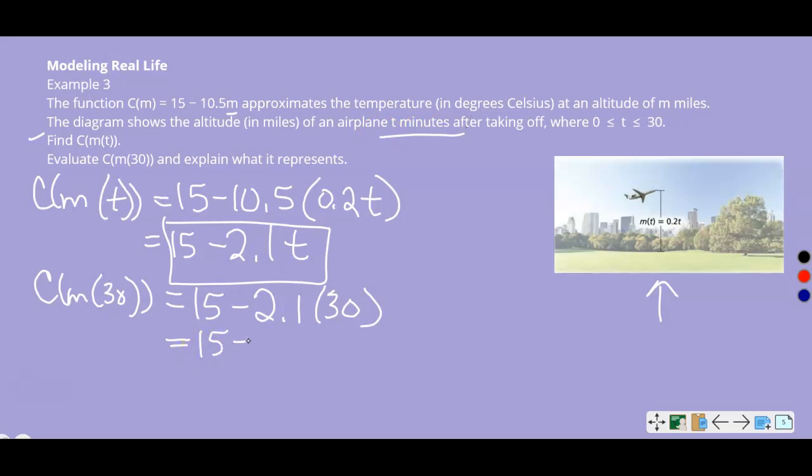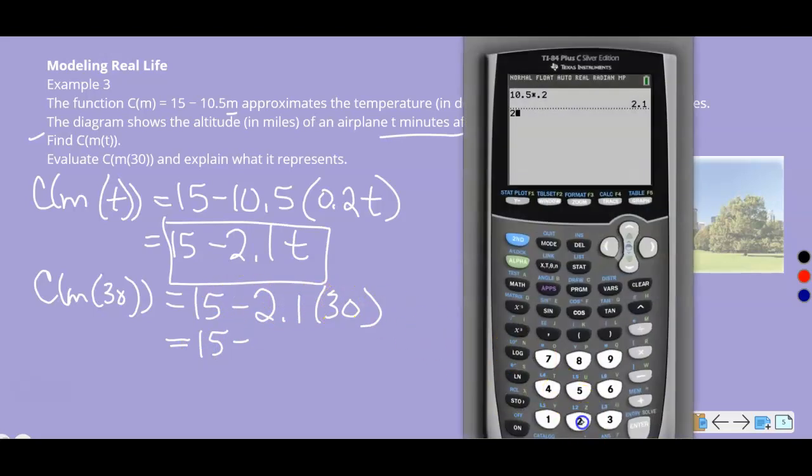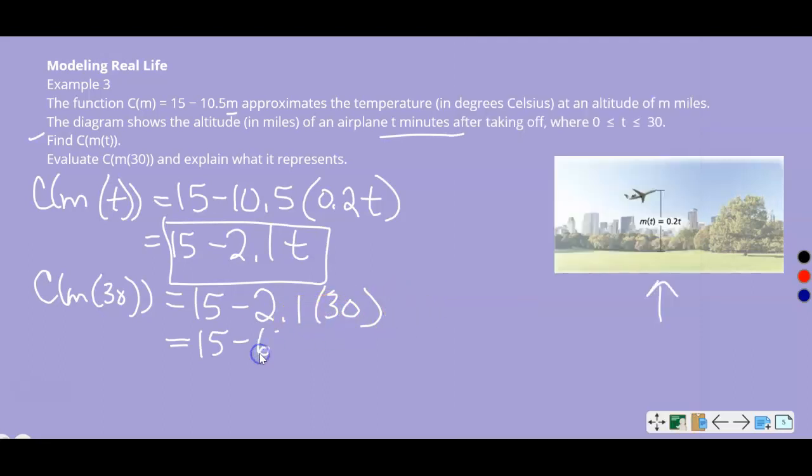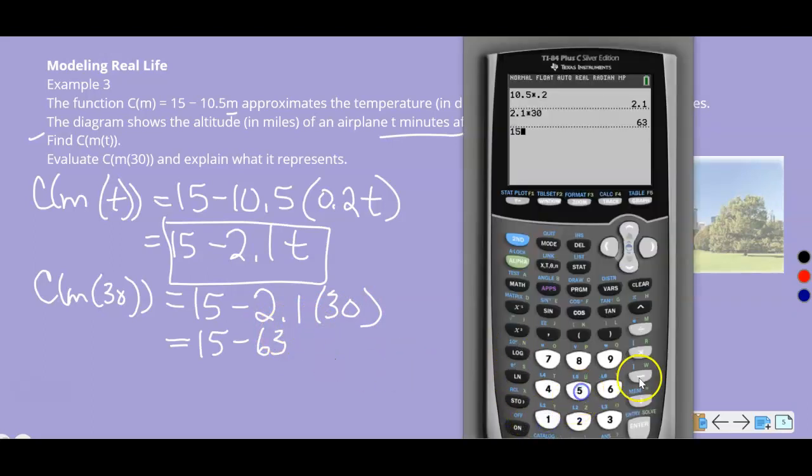15 minus, again, because I've got a negative times a positive. Let's see, what is 2.1 times 30? It's going to be just over 60. I'm saying 60 and typing 60 instead of 30. All right, 63. That makes sense because the 3 times the 1 would be the 3. So I'm going to have 15 minus 63. 15 minus 63 is negative 48.